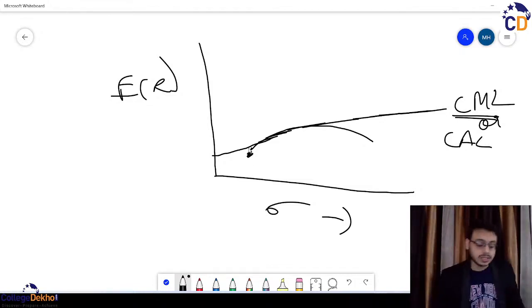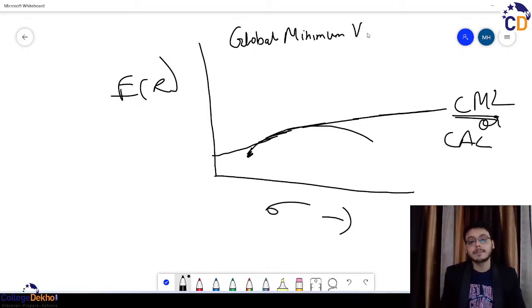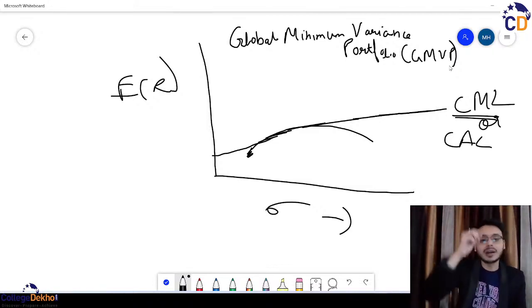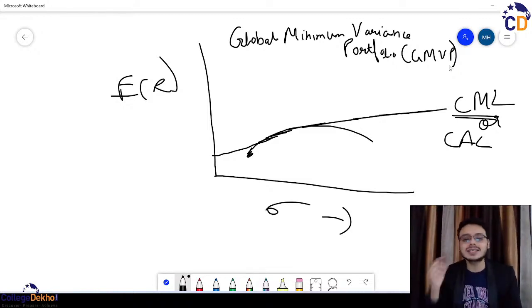Like deriving from this concept, okay, we have something which is called the global minimum variance portfolio. We also call it GMVP. It is a global minimum variance portfolio. So as the name suggests, it is a kind of portfolio which has minimum variance. Means a portfolio which has a lot of stocks, but its risk is very low. The risk is minimized. Minimum risk.